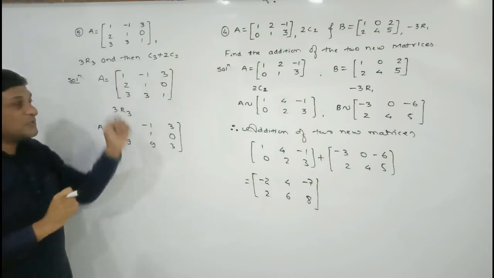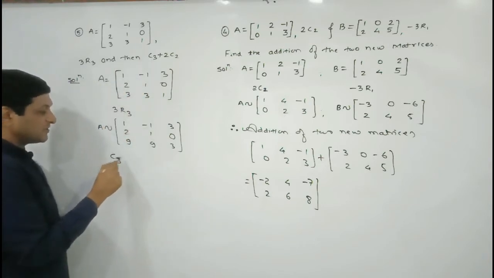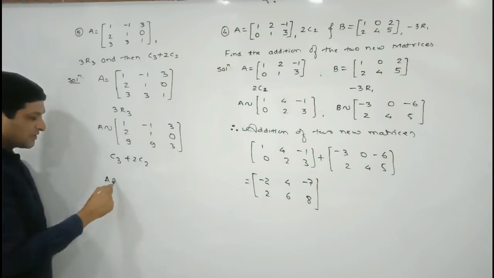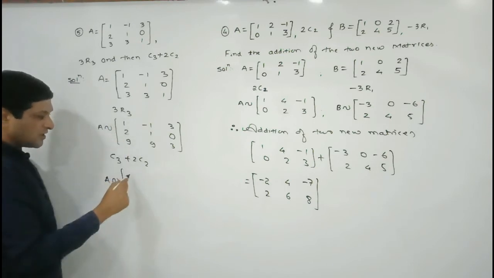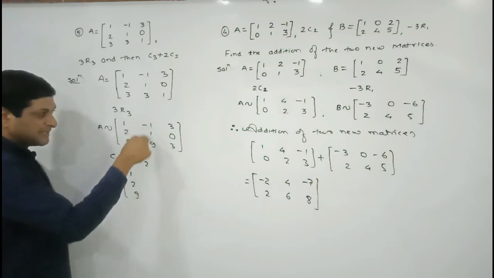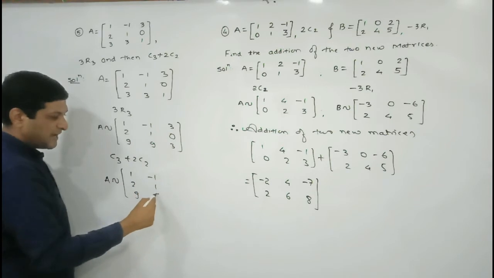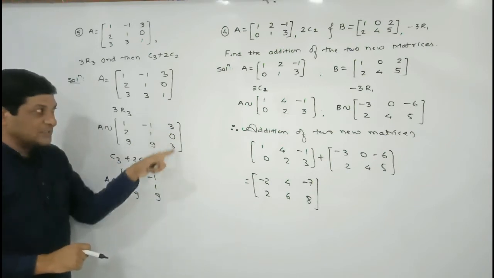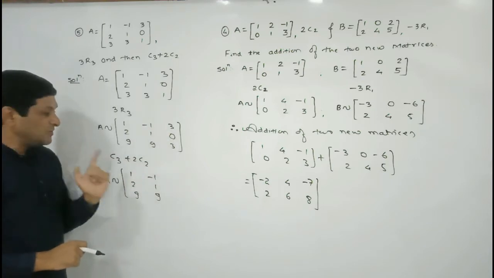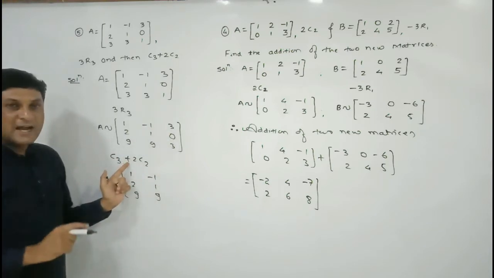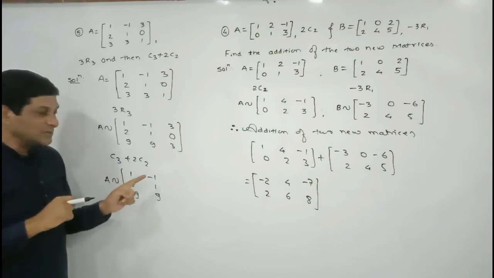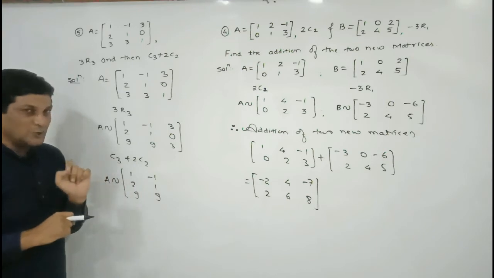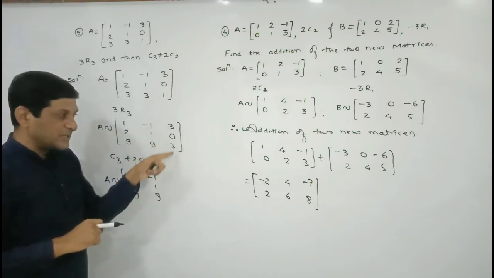Again, which operation do we have to perform? C3 plus 2C2. Our operation is on C3, the third column. So keep the element of the first column as it is, 1, 2, 9. Then keep the element of the second column also as it is. Now perform this operation on the element of the third column. Observe these are the elements of the third column and we are adding the corresponding elements of the second column, and we are multiplying the second column by what? 2.